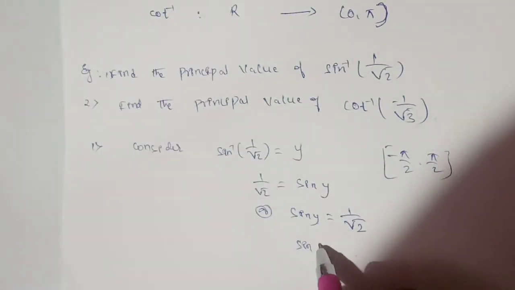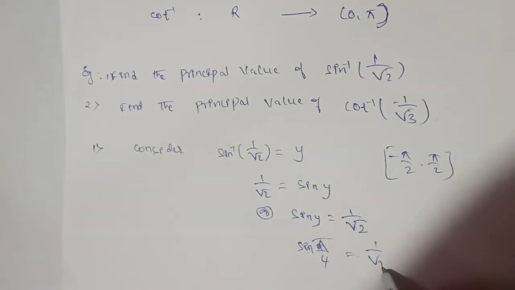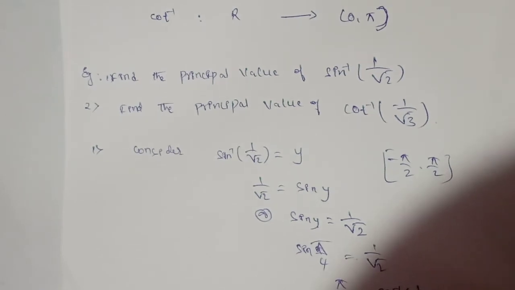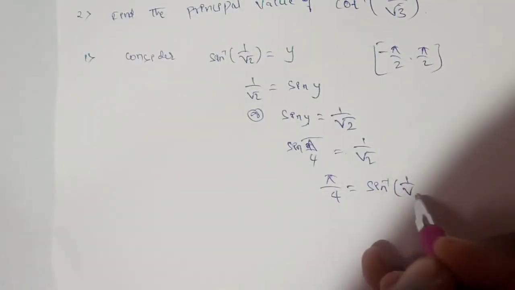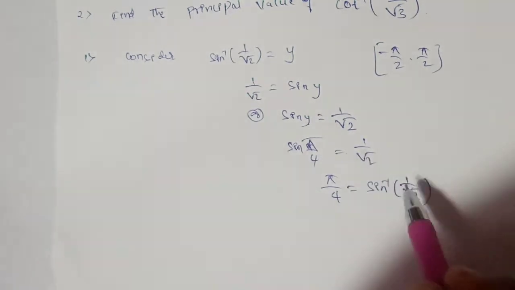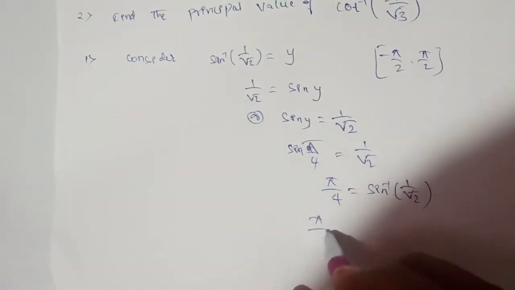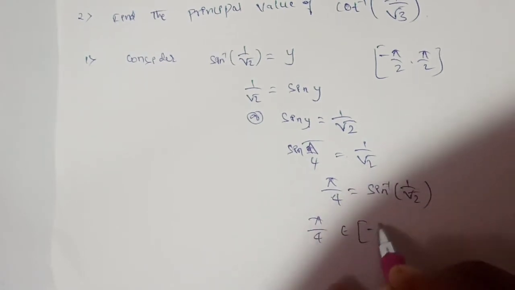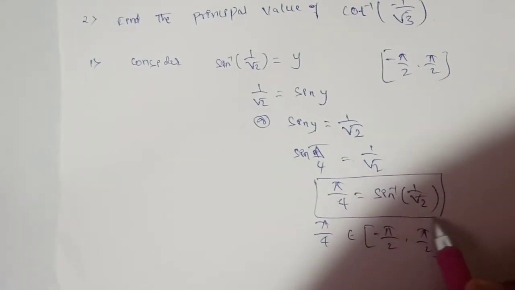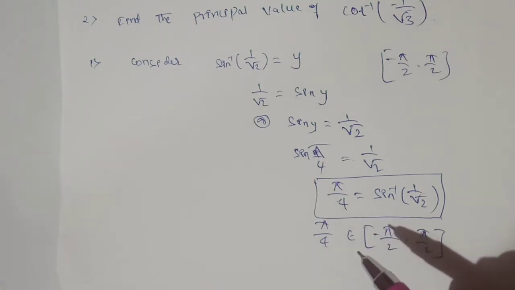Here sin pi/4 is equal to 1/√2, and pi/4 is equal to sin inverse 1/√2. Therefore the principal value of sin inverse 1/√2 is equal to pi/4, and pi/4 belongs to the closed interval minus pi by 2 comma pi by 2. Hence the answer is pi/4, which is one of the simple examples and the first example in the textbook.